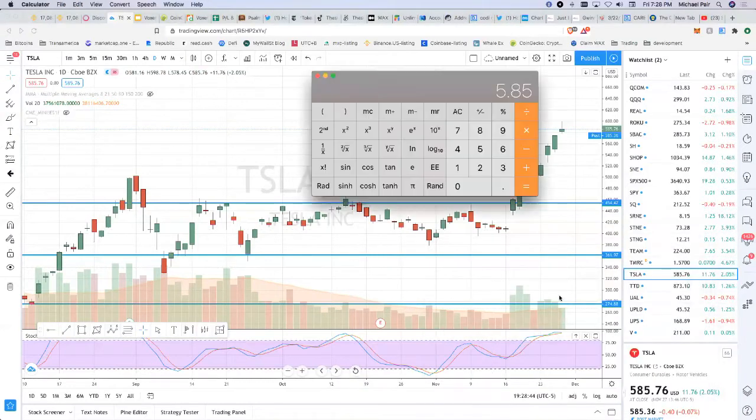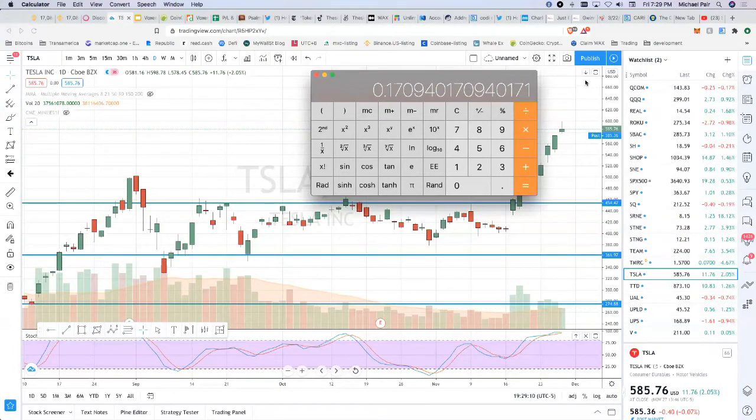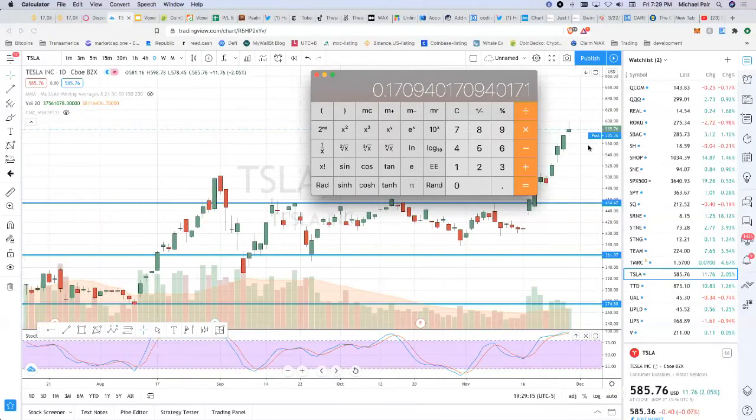what is that? Let me see. If you have $100, what would that be? It would be 100 over 585. So you'll get 0.17 shares, 0.17 of Tesla. And that's just how much you would own. And then for every $1 Tesla goes up, you make 17 cents. It's just what that would equate to. That's nothing.